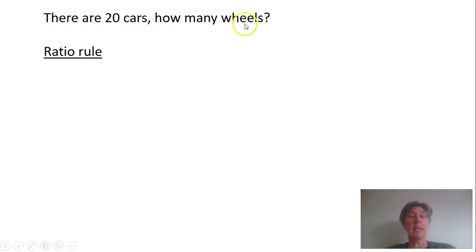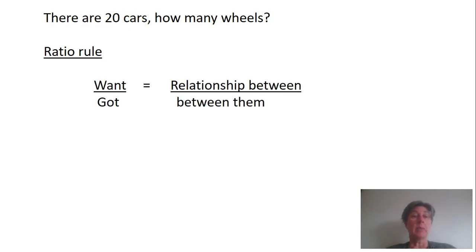Okay, so there's 20 cars, how many wheels? So this is a counting question, isn't it? I'm not talking about groups at the moment. I've gone back to my N, my counting. So if we mathematically do what you were doing in your head, you put what you want on the top. So the question, how many wheels? That's the question. The number, N, of wheels. And what you've got is 20. So this is what you've got.